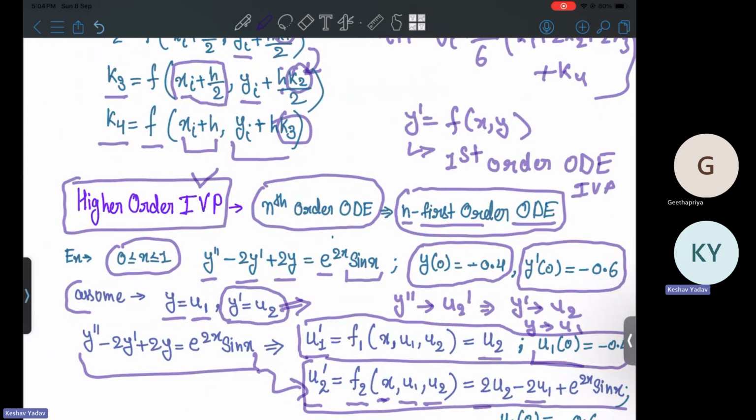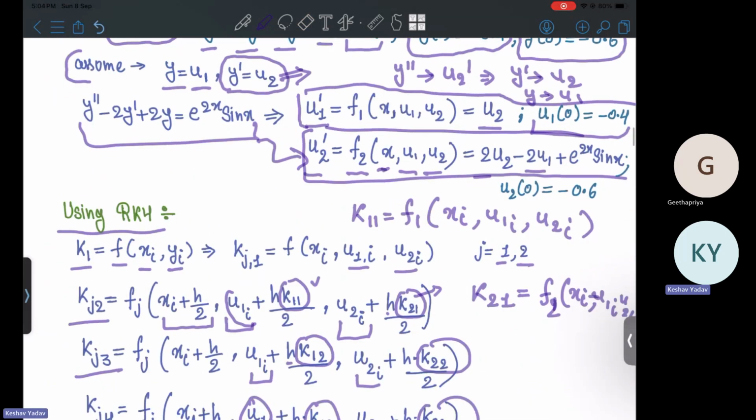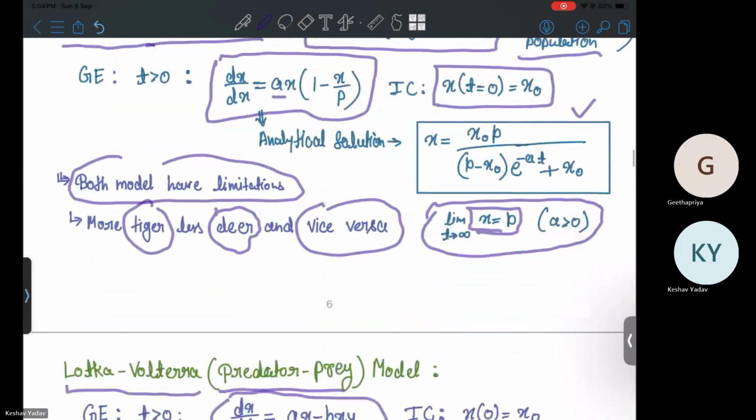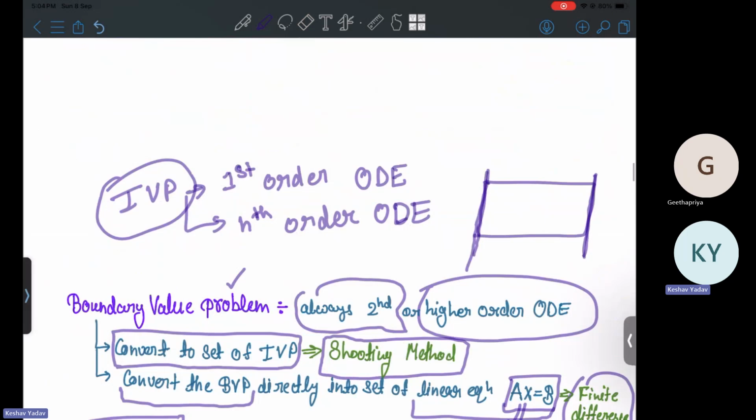Higher order problems can be solved by converting the nth order ordinary differential equation into n first order ordinary differential equations. We have also solved one second order ordinary differential equation and also written its computer program. Okay. Then the initial value problem example we have seen in population growth.